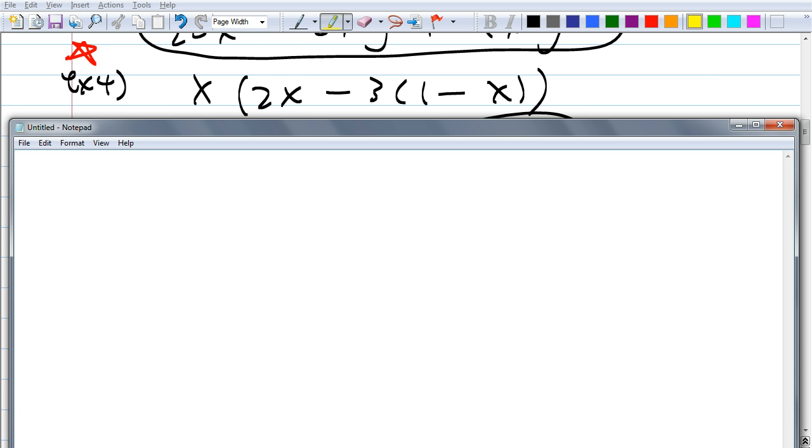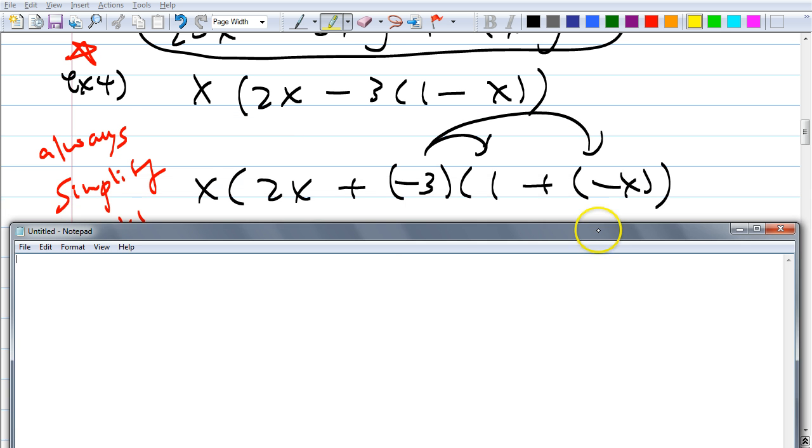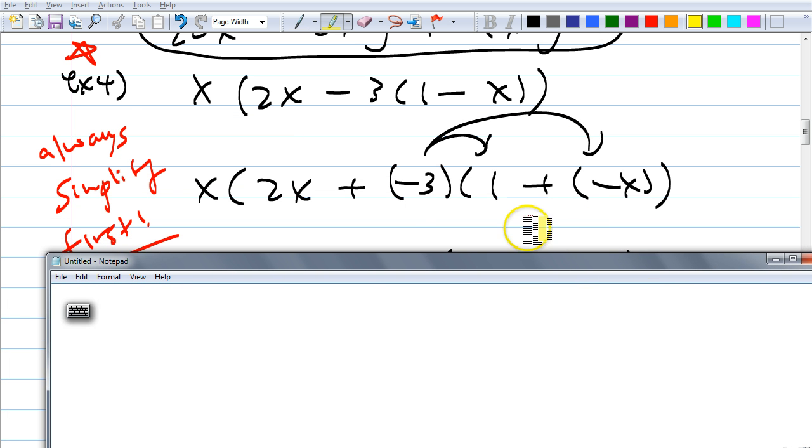Yes, I should. First of all, let's write everything as addition. What do I get when I write it as addition? How about Vlad? So you get x times 2x plus negative 3, and then 1 minus x. 1 minus x, that's still subtraction, so 1 plus negative x. That's right. Then guess what you're going to have to do first? Always simplify first. Do you think I should distribute x now, or simplify the 1 inside the parentheses? Simplify. So I should distribute this negative 3 first.